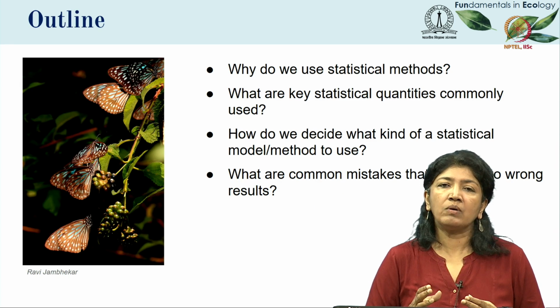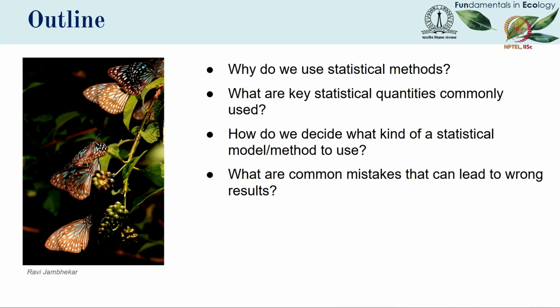So, here is an outline of the two sessions on quantitative thinking. We will first talk about why we use statistical methods, and next we will talk about what are key statistical quantities that we commonly use. After that, we will talk about how we go about deciding what kind of a statistical model or method we might need given our study and data situation. And finally, what are some common mistakes that can lead to wrong results.